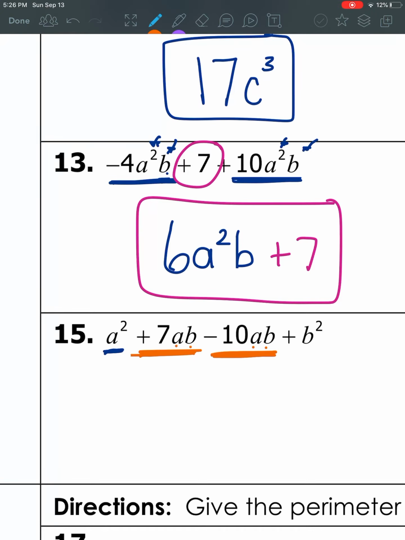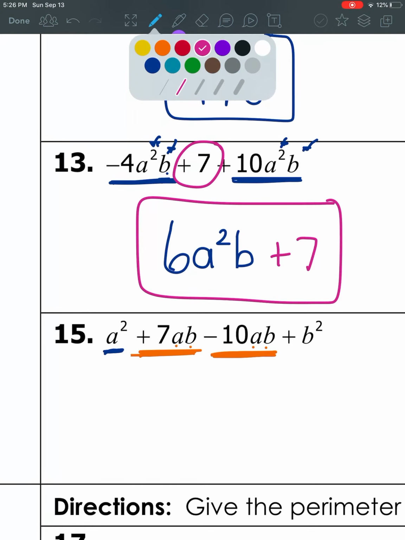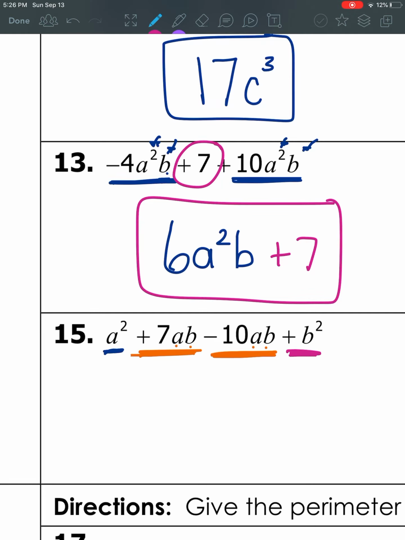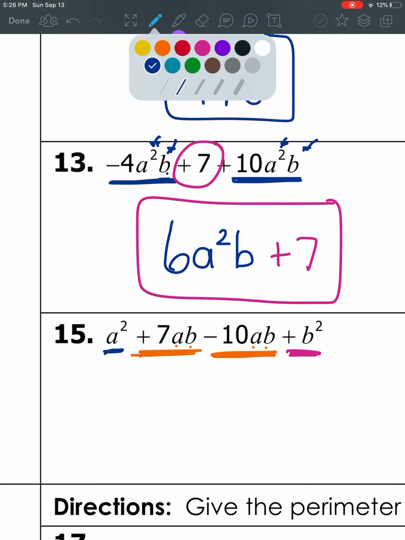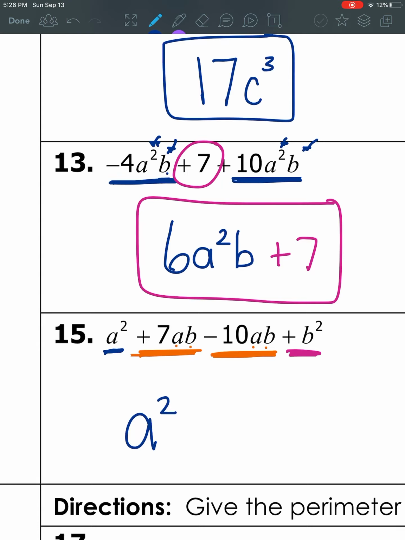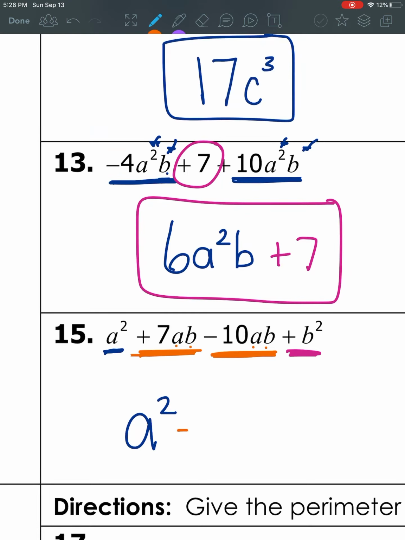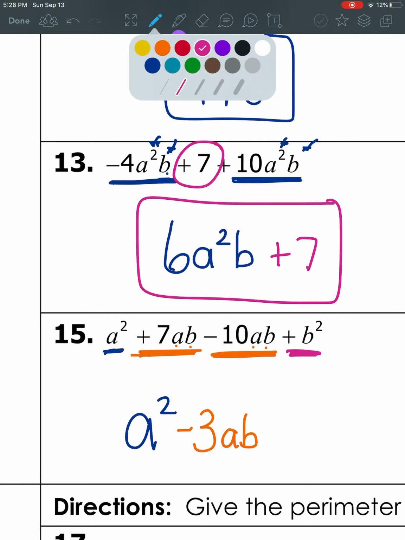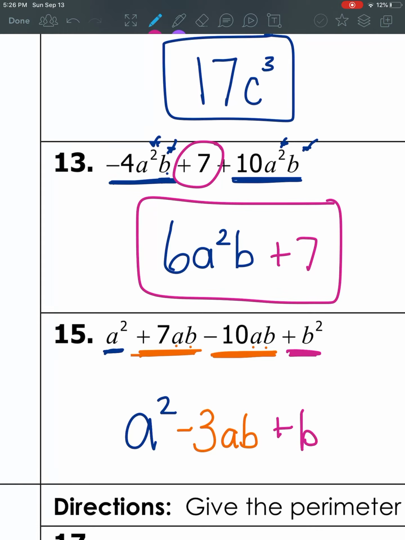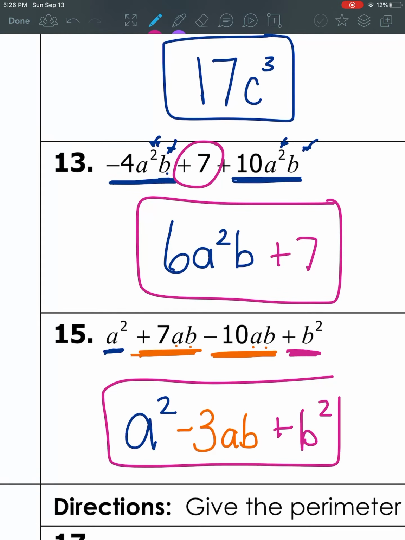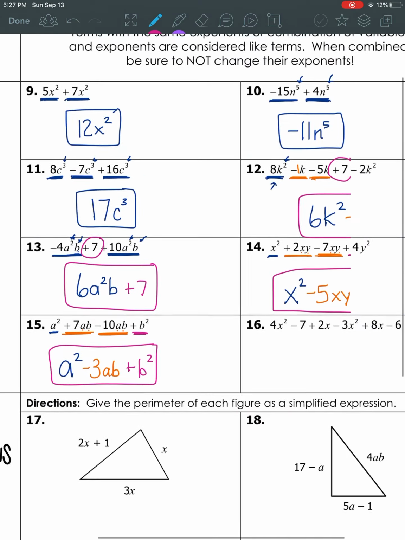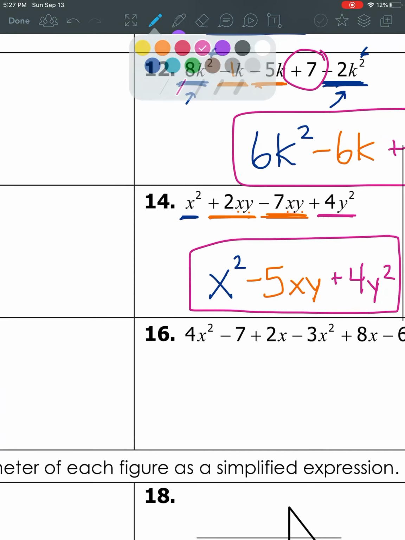7ab and then negative 10ab. Those are like terms because they have the same variables, no exponents on them. And then lastly, this b squared is all by itself. There's no other b squareds. So the a squared has to stay. 7 minus 10 on our ab's, so minus 3ab, and then transitions into our b squared. And that's the furthest we can go.